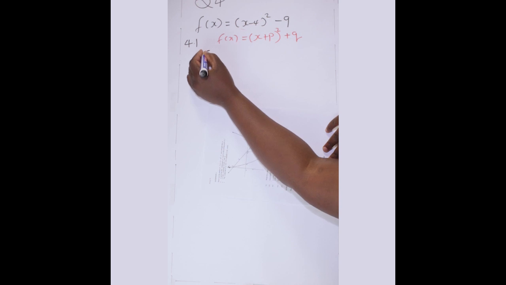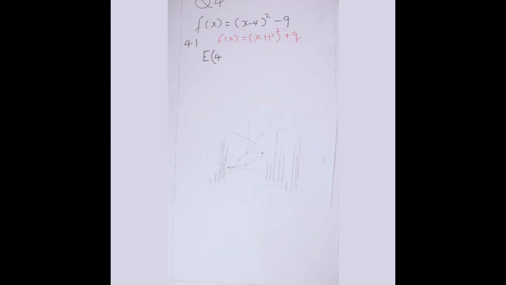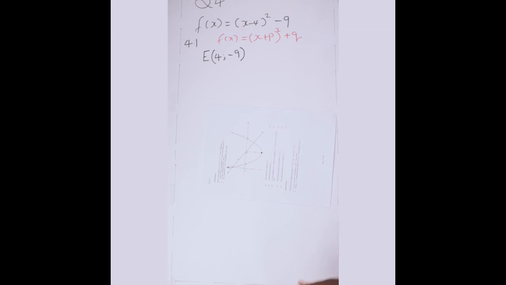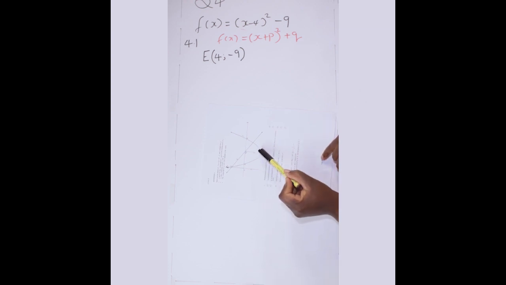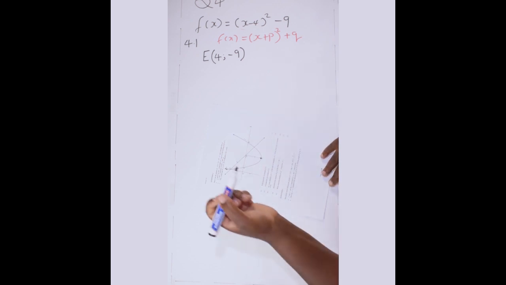So point E is represented by, in x, it's going to be 4, because you say x minus 4 equals 0, so then x equals 4. And then for y, it's going to be minus 9. If you check on the graph, that fits perfectly because it is there on the positive side of x and the negative side of y. And they gave you 2 marks. Very easy and straightforward question.